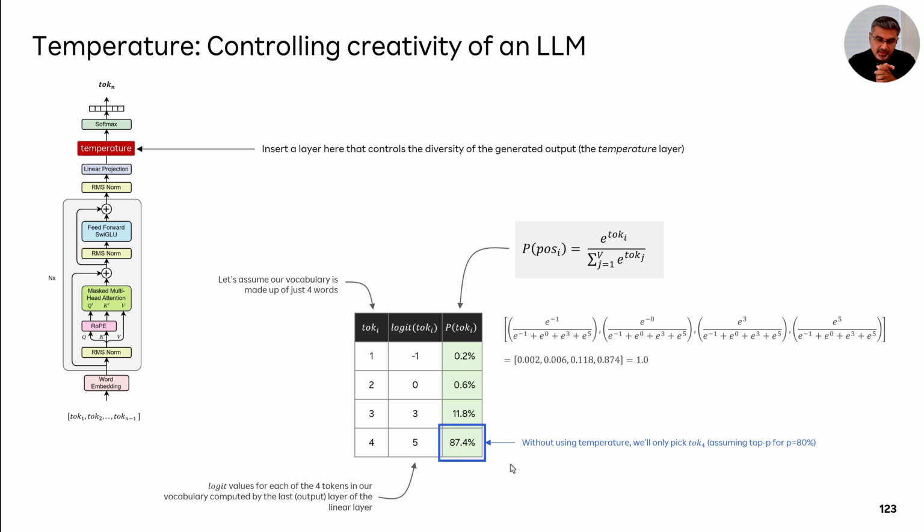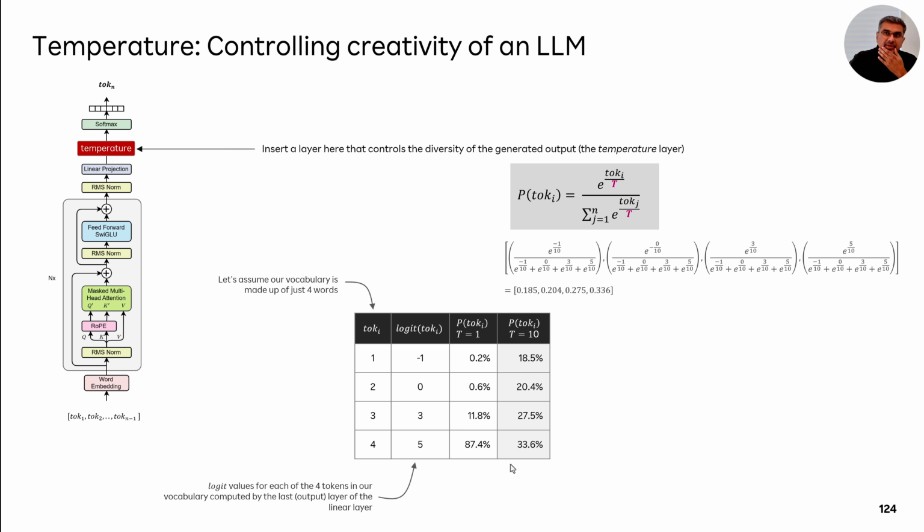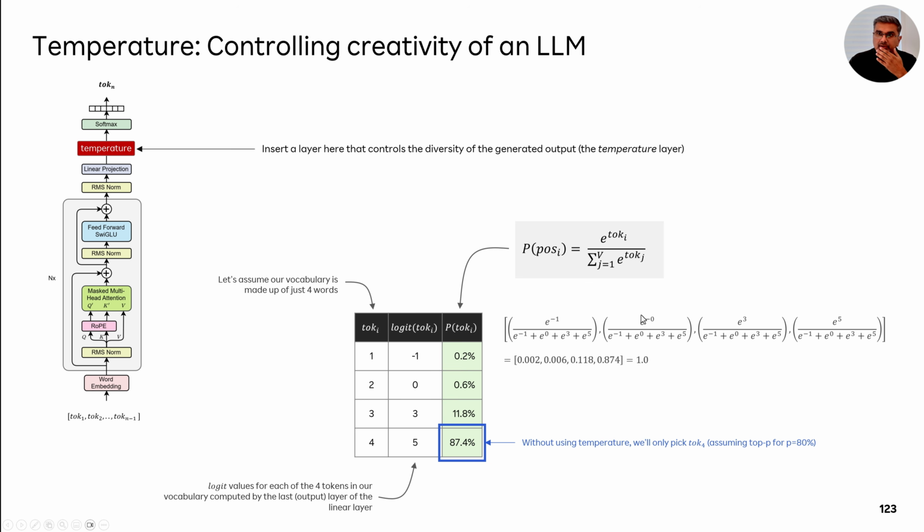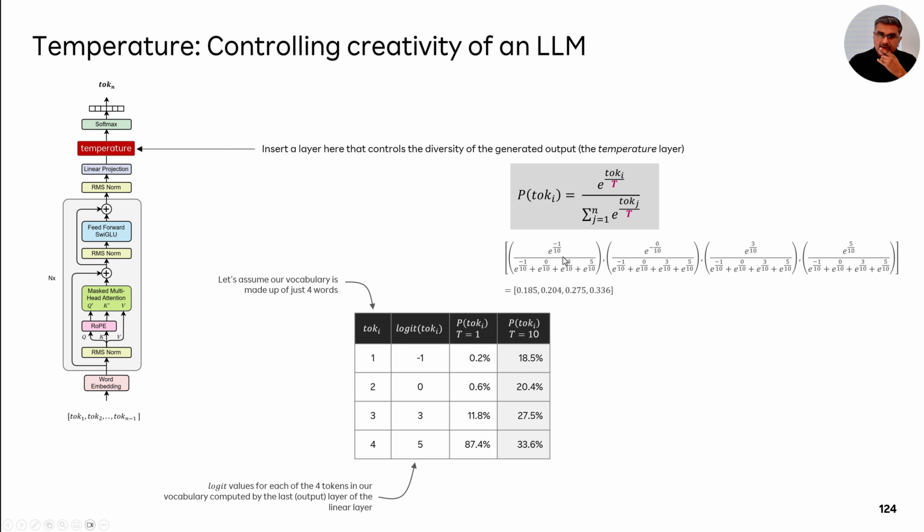Correct? That's where temperature comes in. What temperature does is that it takes the standard softmax formula, which is this, and with just one very small change, you divide the logit of each token by this number t. This number t is a configurable parameter, which is called the temperature parameter. I'll explain shortly why it's called temperature. Let's say the temperature is 10. So you take the logit values that you got from the final layer, and you divide them by the value t here. Let's say t here is 10.